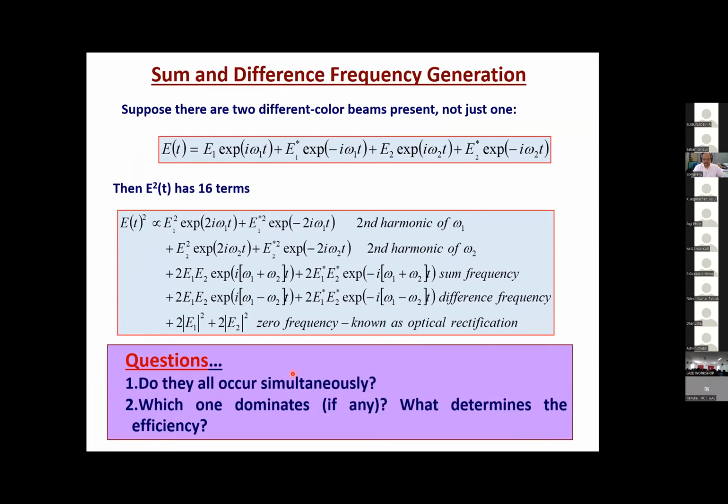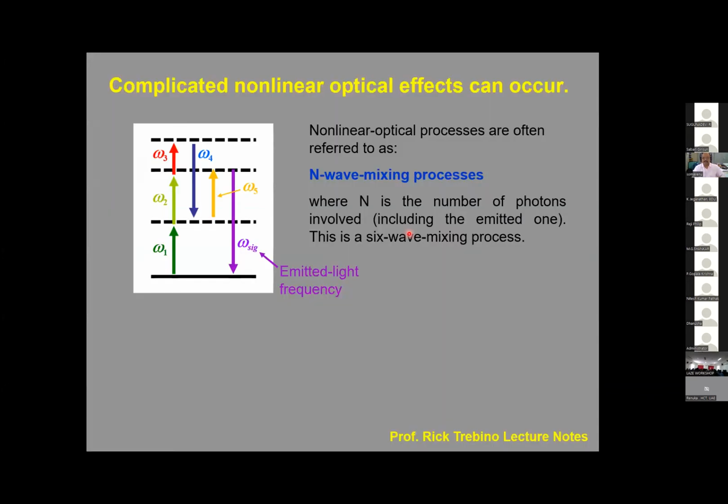Now, do they occur all simultaneously? No. It is possible for them to occur, but then which one will dominate? What determines the efficiency of a particular process is determined by the phase matching condition. You can have in principle n wave mixing process.